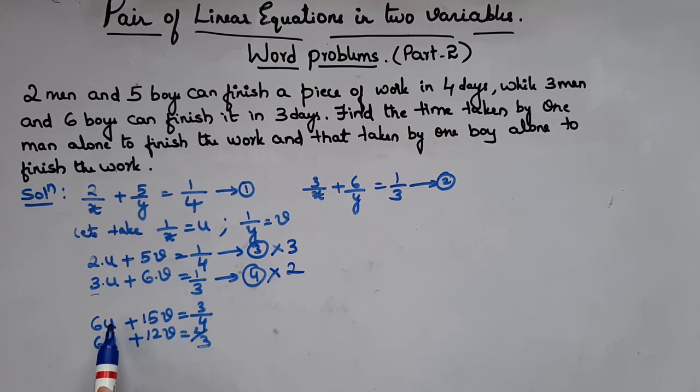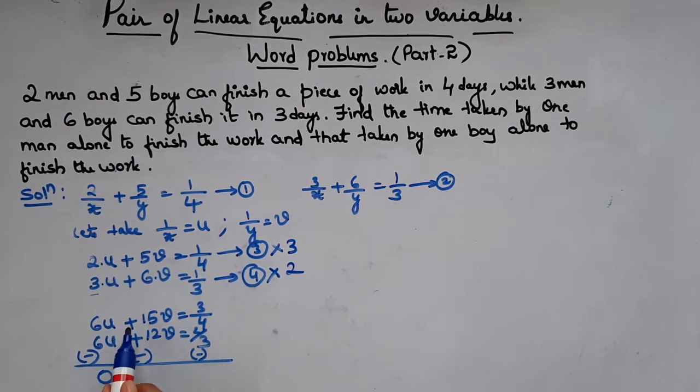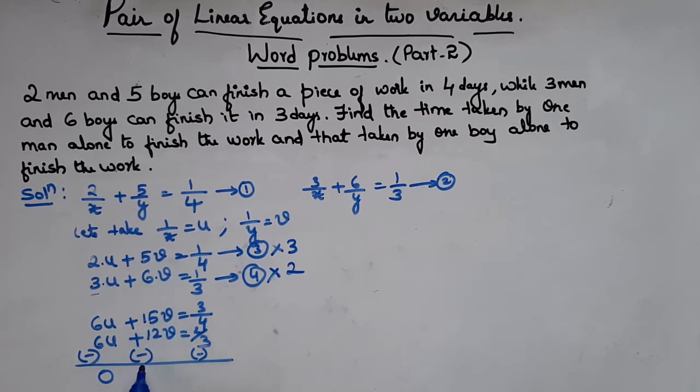Now in order to eliminate the u term, you have to subtract. 6u minus 6u will eliminate this whole term. So you have to subtract, that is minus, here plus will become minus. So 6u minus 6u is 0. Then 15v minus 12v will give you 3v, which is equal to 3/4 minus 2/3, since by subtraction.